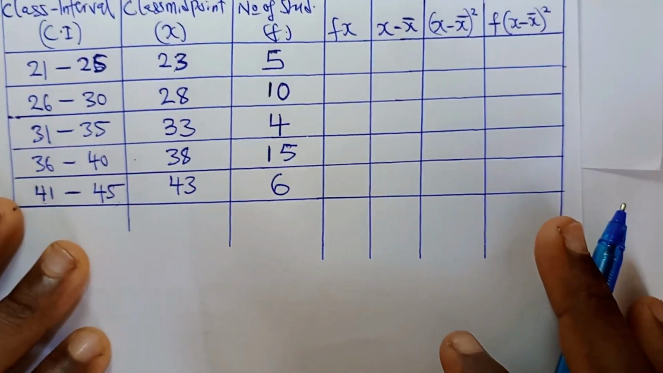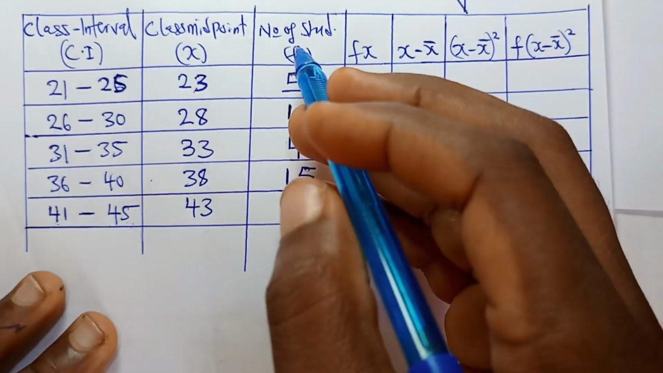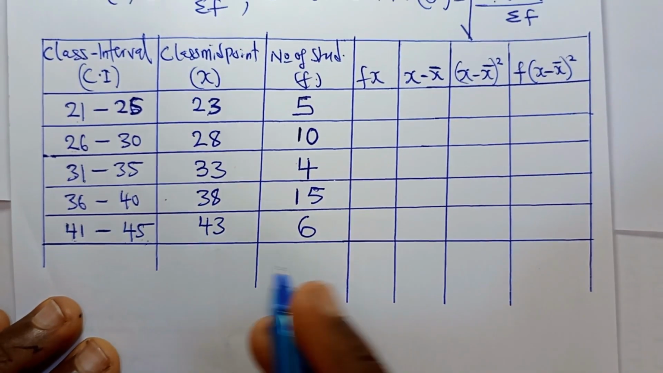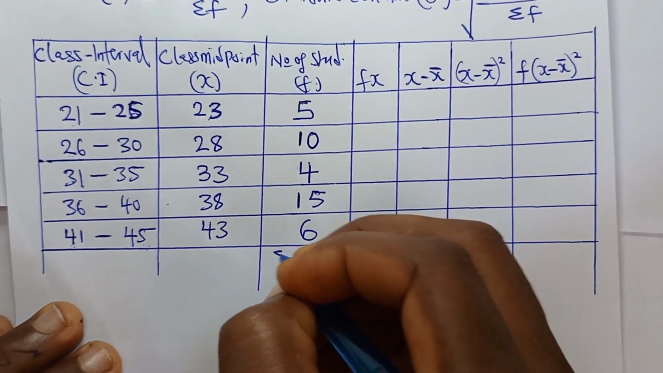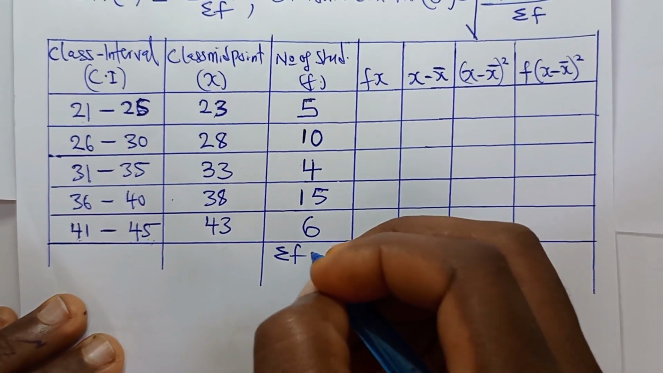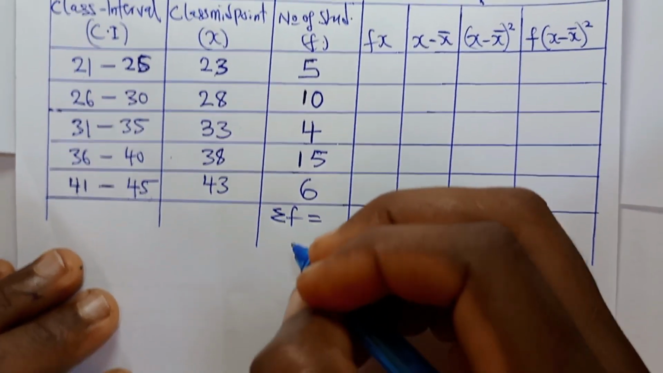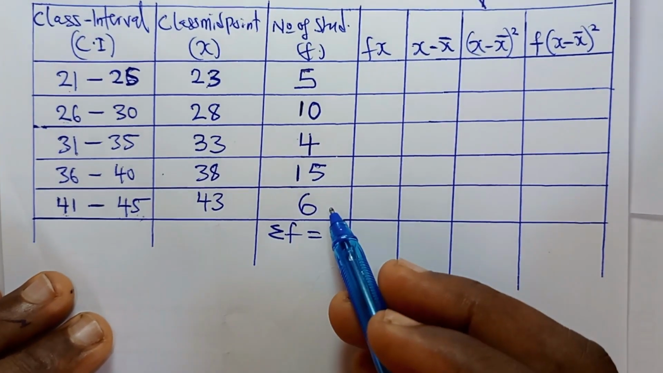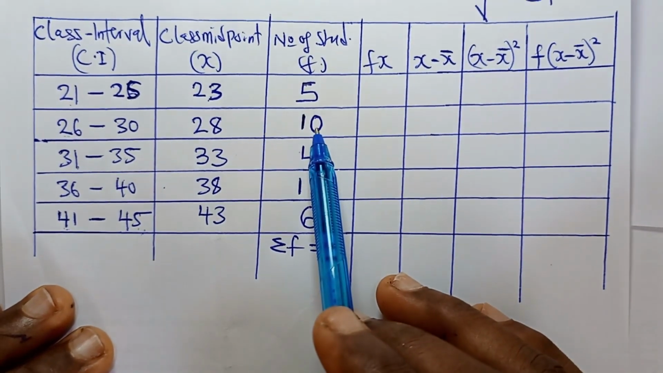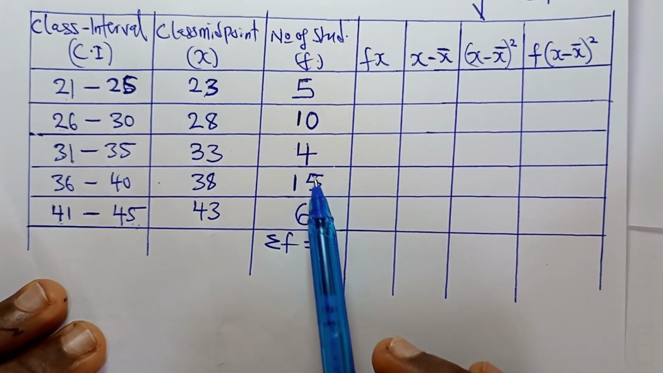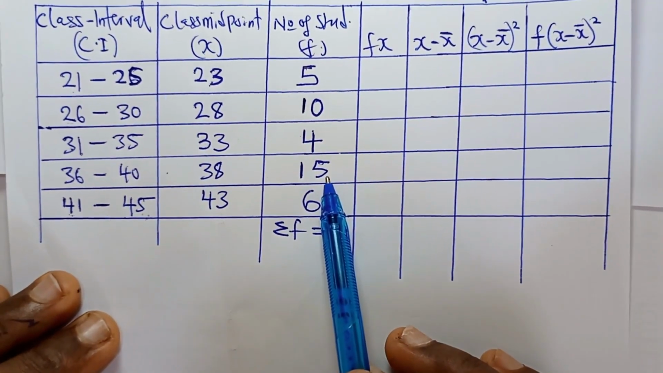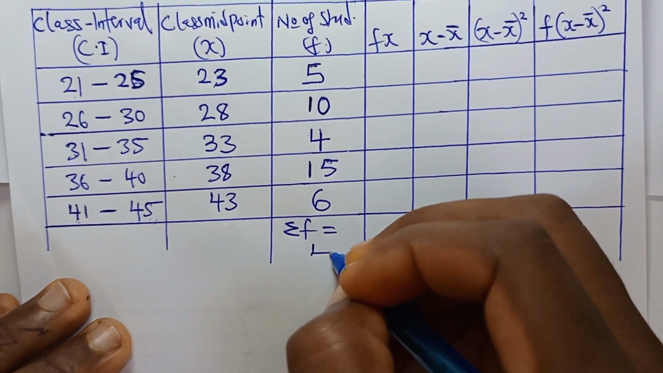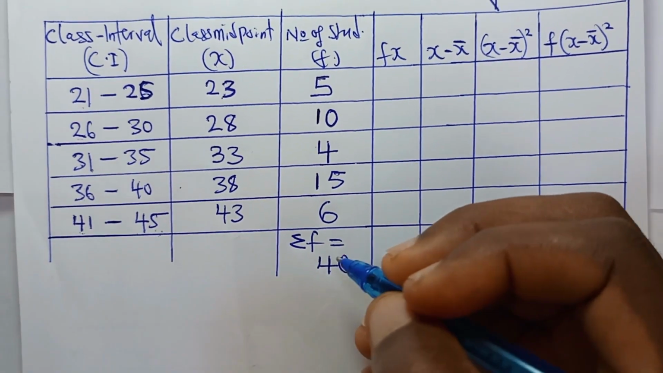Now follow me, very important. So what do I do now for frequency? I need the total of this column. I don't need these two. So I'll come here and add it, summation of frequency. That is total frequency. If you add this, we're expected to get 40 because there are 40 students. So this plus this will give me 15, 19, 34, and 40. This is 40 students. So it's very correct.